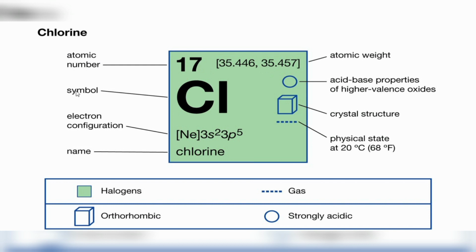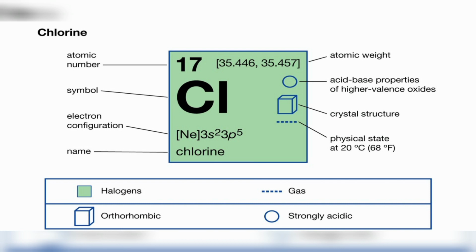Okay, then we have the symbol Cl. We have the electron configuration. This is the neon core configuration, and the name is chlorine. We have the atomic weight, the relative atomic mass. Okay, we have the acid base property of chlorine of higher valence oxide. So specifically, chlorine is strongly acidic. Take note of that. And in terms of its crystal structure, chlorine is orthorhombic. I want you to take note of that.